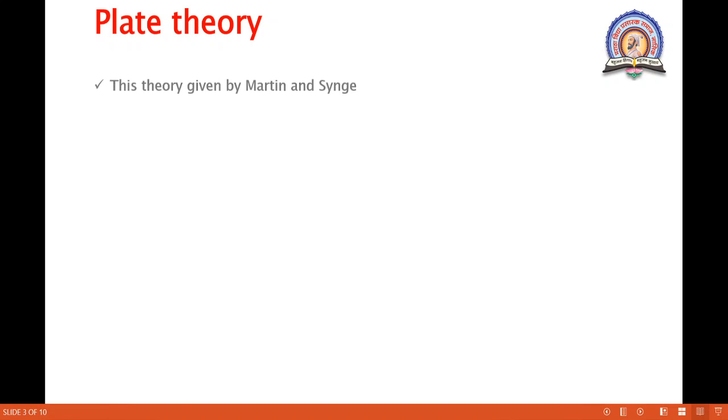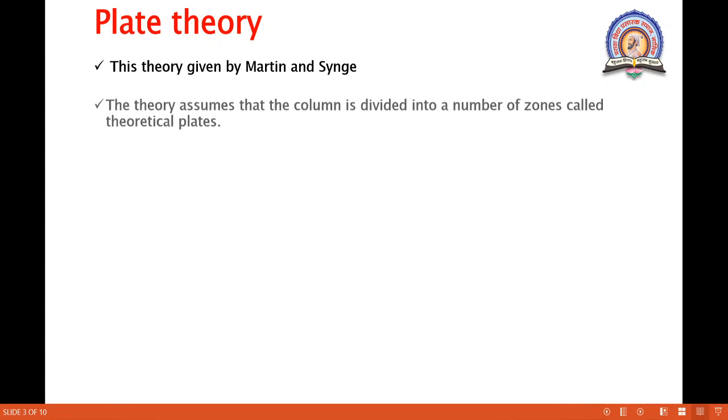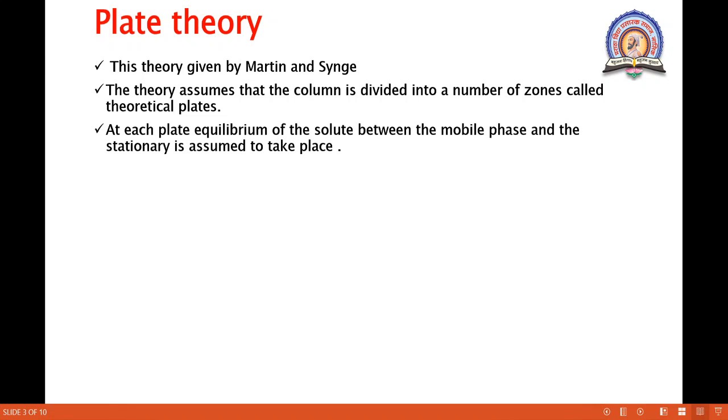So we start with our first, that is plate theory. This theory was given by the scientists Martin and Synge. The theory assumes that the column is divided into a number of zones called theoretical plates. That means when we take one column, it consists of a number of zones, and that number of zones is called a theoretical plate. At each plate, equilibrium of solute between mobile phase and the stationary phase is assumed to take place. That means the equilibrium is present between stationary and the mobile phase.